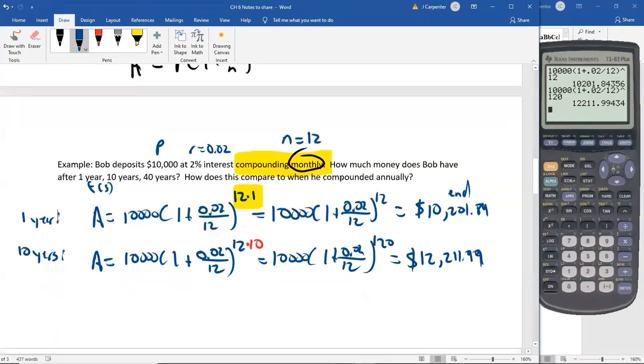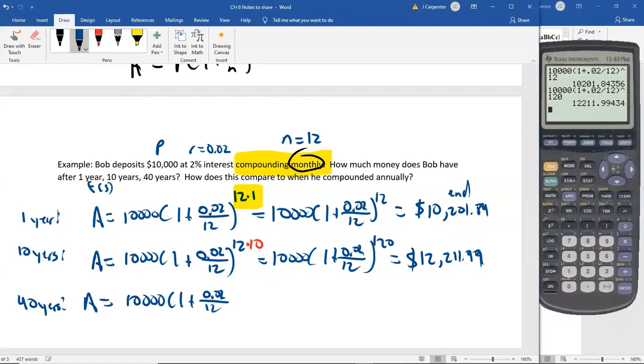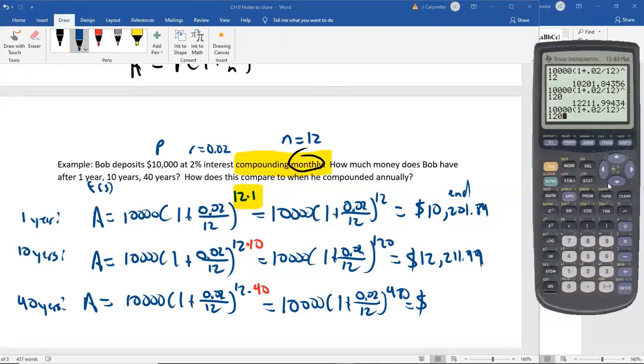Now let's do it for the 40 years in. Our future value is 10,000 times 1 plus 0.02 over 12 raised to the 12 times, and again, the only change in this formula is the time, which we're now 40 years in. 12 times 4 is 48, so that'll be 480. So it'll be a dollar sign. I can hit second enter, and I can just use my arrows to move around and change the 120 to a 480.